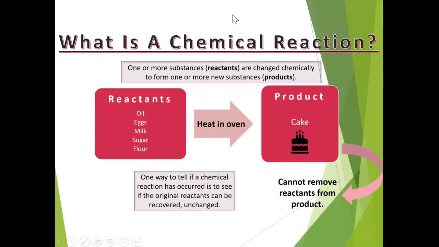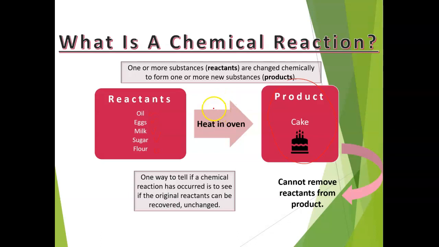I always think of a chemical reaction or equation like a recipe, right? You are starting with certain things. So let's say we want to bake a cake, right? Our product is going to be the cake, but we have to mix all of these different things together in order to get it. So we've got oil, eggs, milk, sugar, water. Those are our reactants. Those are our ingredients.